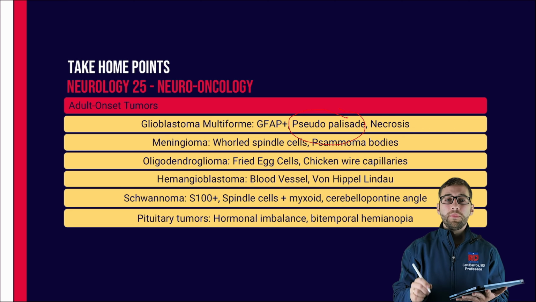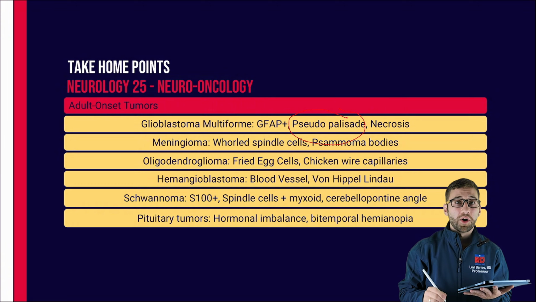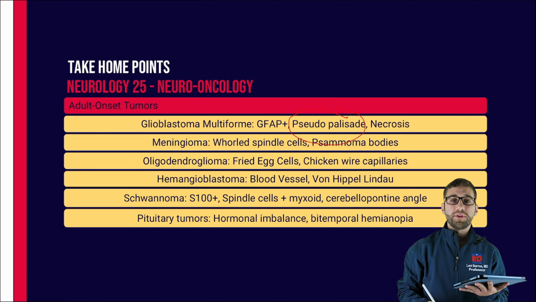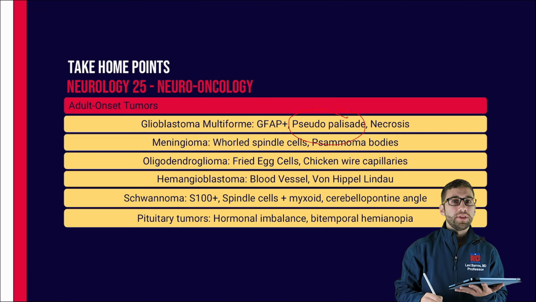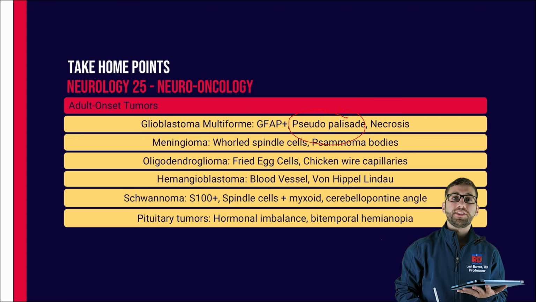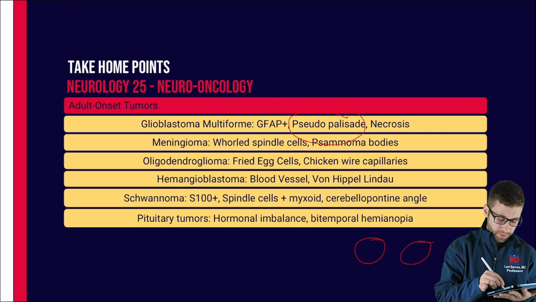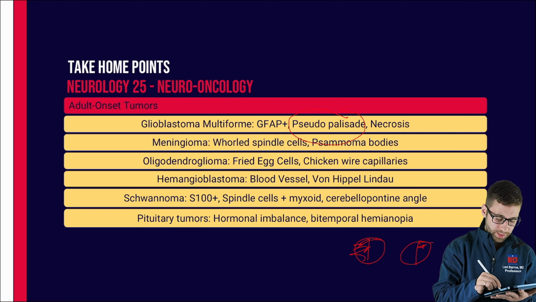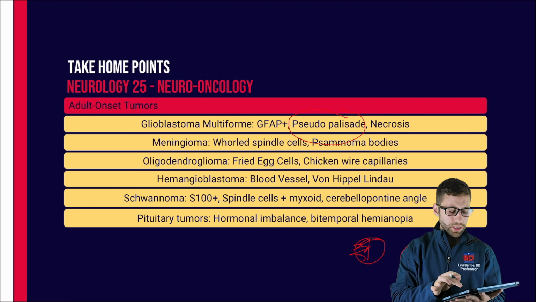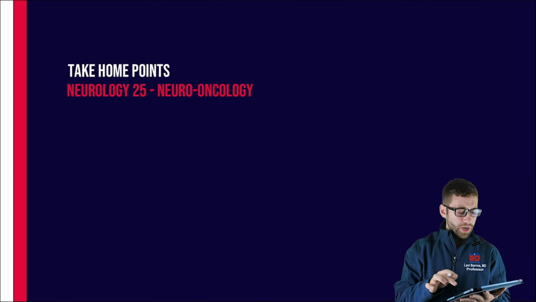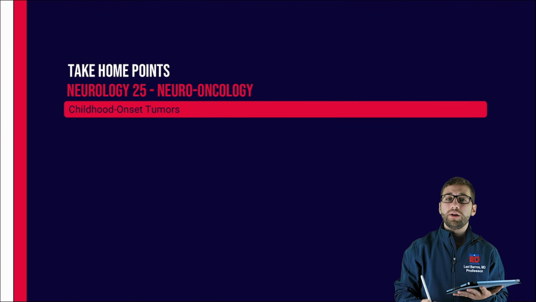And finally, pituitary tumors can cause hormonal imbalances, leading to symptoms such as hyperprolactinemia, acromegaly, or Cushing's disease. They can also compress the optic chiasm, leading to bitemporal hemianopia. Just so you guys remember, bitemporal hemianopia. You can't see the lateral sides. Okay? Now, let's discuss primary brain tumors that are more common in children.